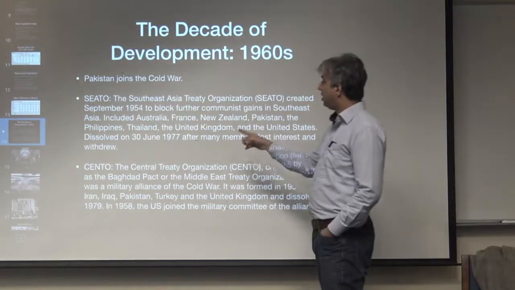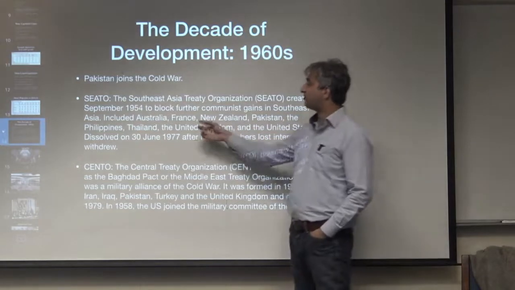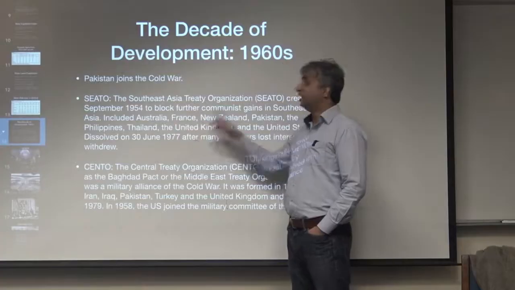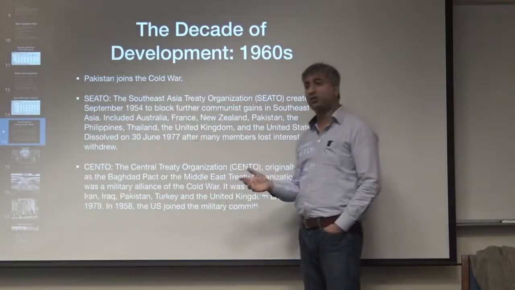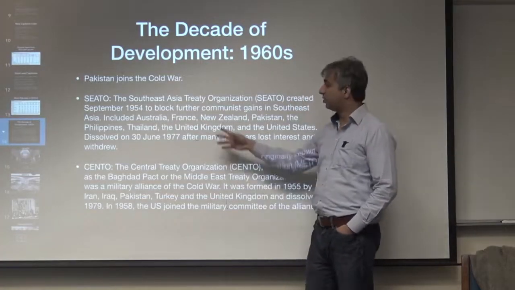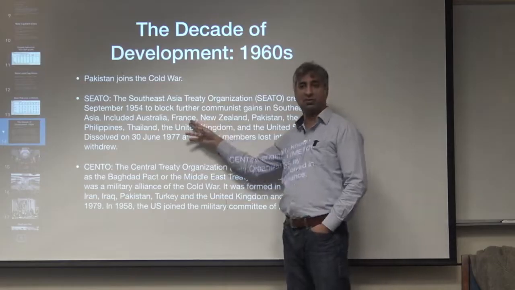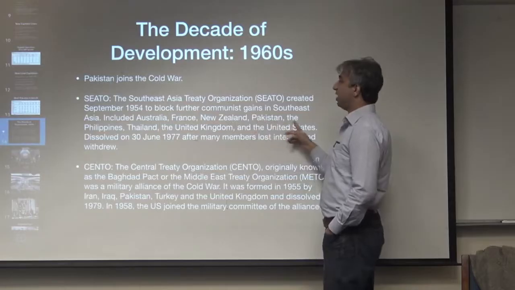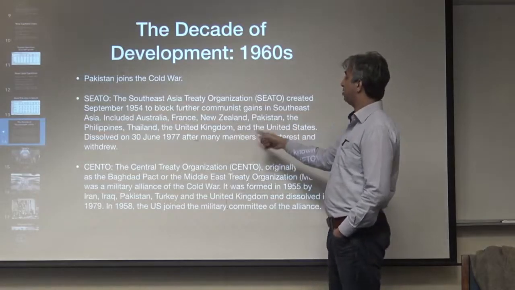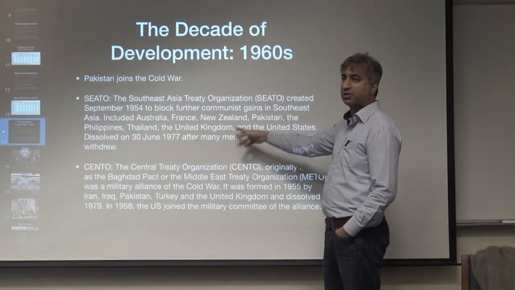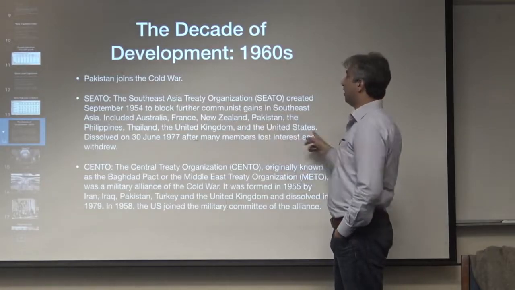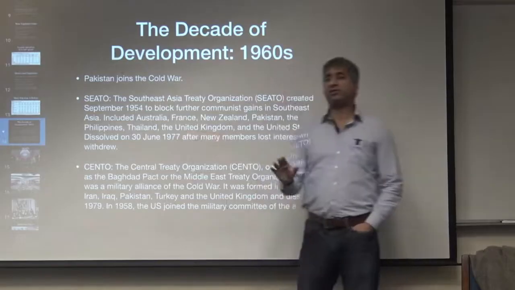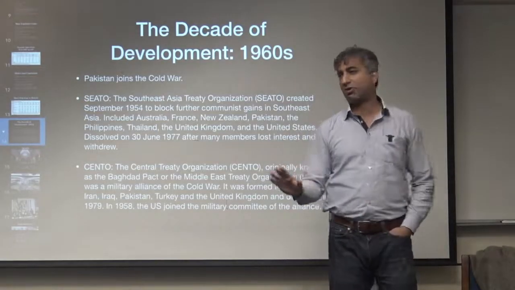Who's part of it? Australia, France. You'd be surprised. Why is France part of it? Okay, Australia makes sense. It's in that part of the hemisphere. Because France has major interest in Indochina, in Indochine, which is Vietnam, basically. They are the ones occupying and holding on to Vietnam, if you remember. New Zealand, Pakistan, Philippines, Thailand, United Kingdom, which has very strong interests in Singapore, Malaysia, etc. And, of course, the United States. The pact continued till about 1977 when it was finished off.